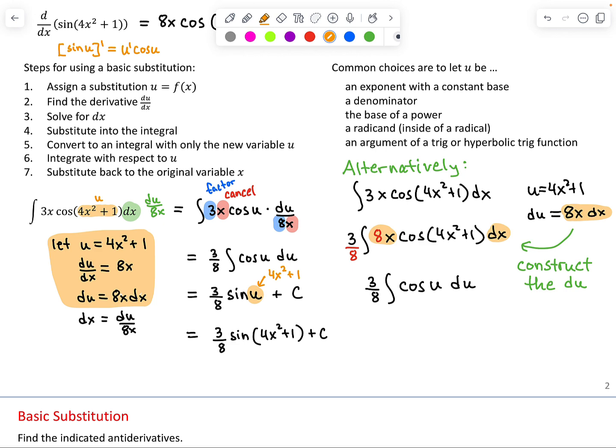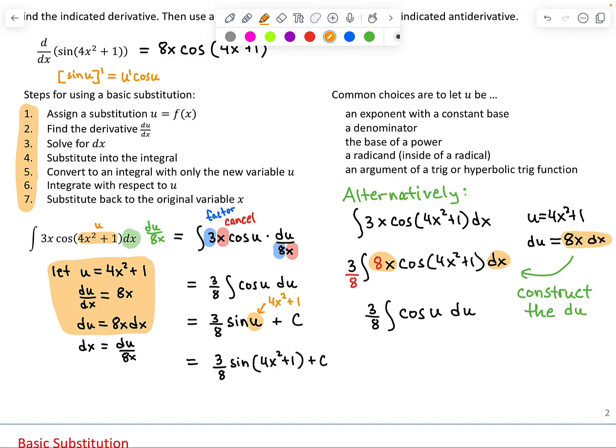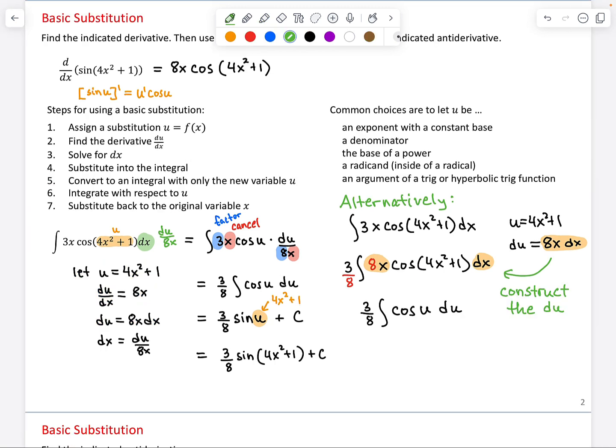As we go through problems, I may go back and forth between using these 7 steps exactly as they're laid out, or using this method I'm calling constructing the du. Of course, we would then continue the problem and in the end get the same result here. Okay, next page.